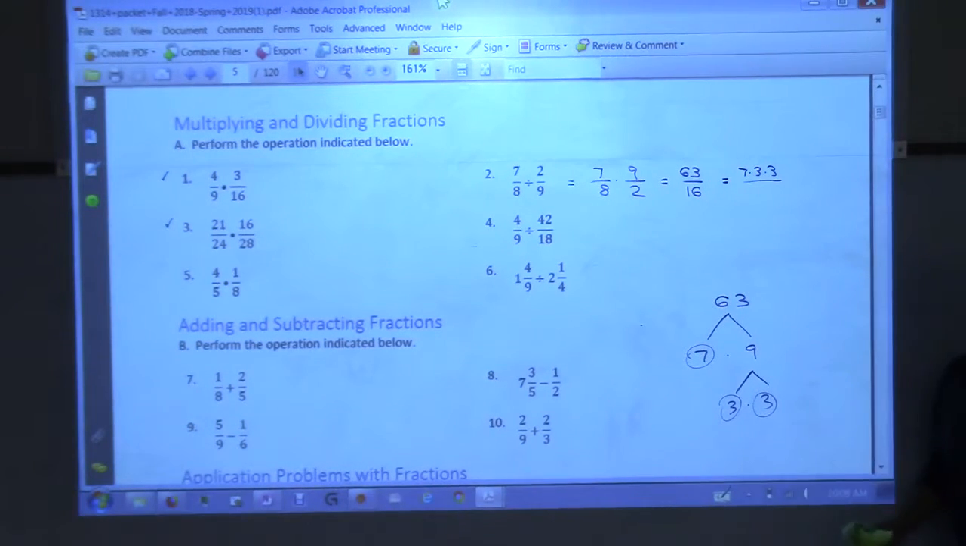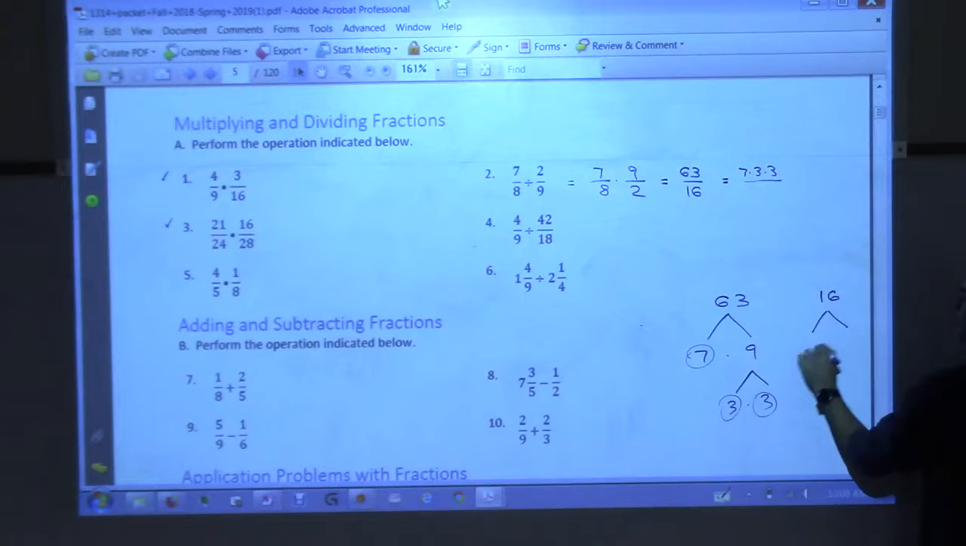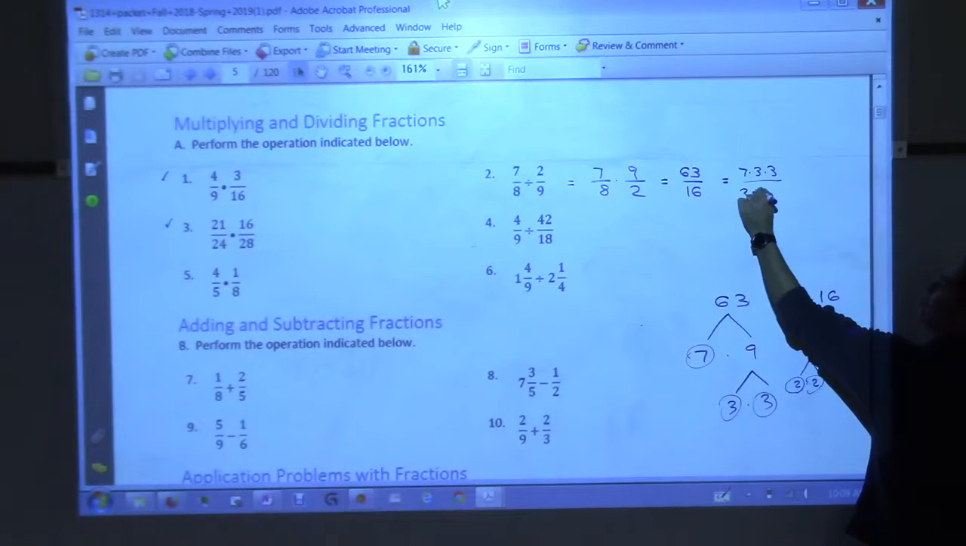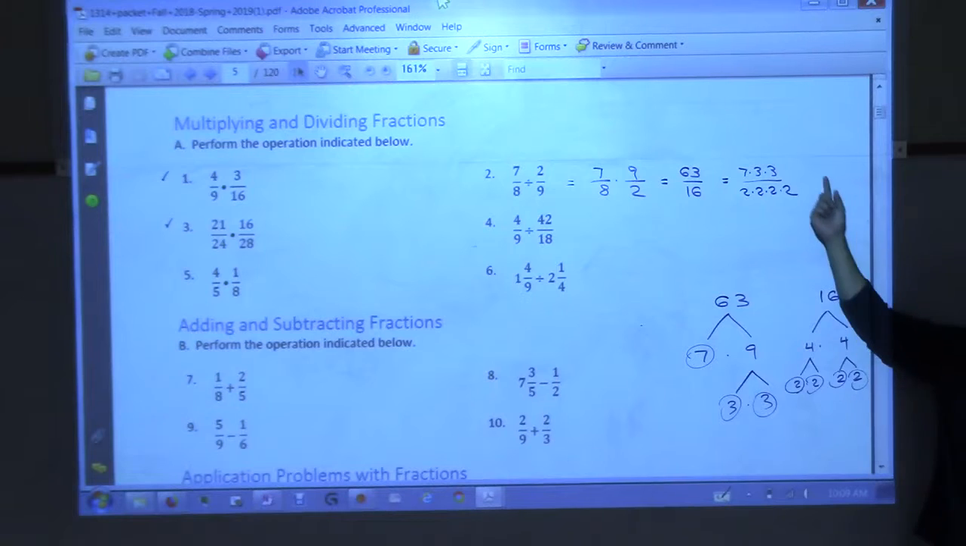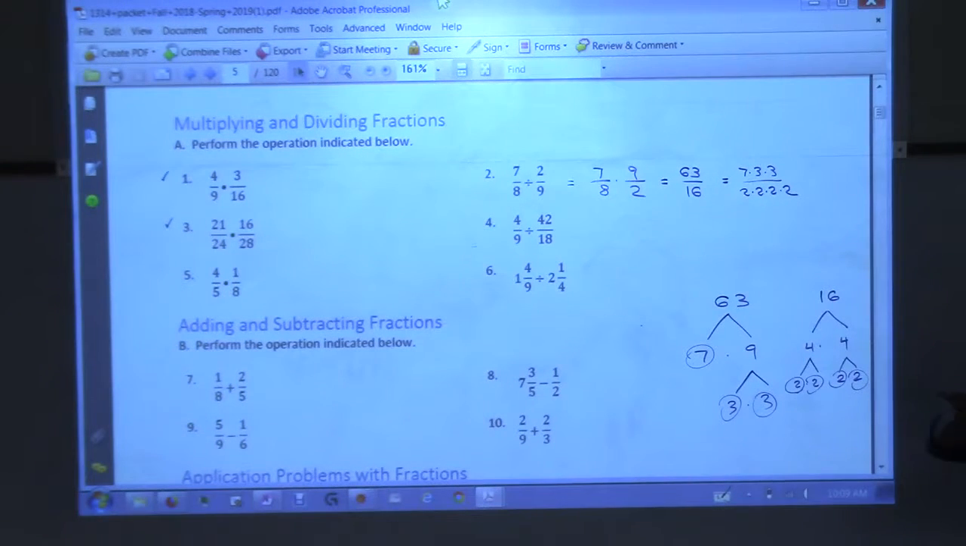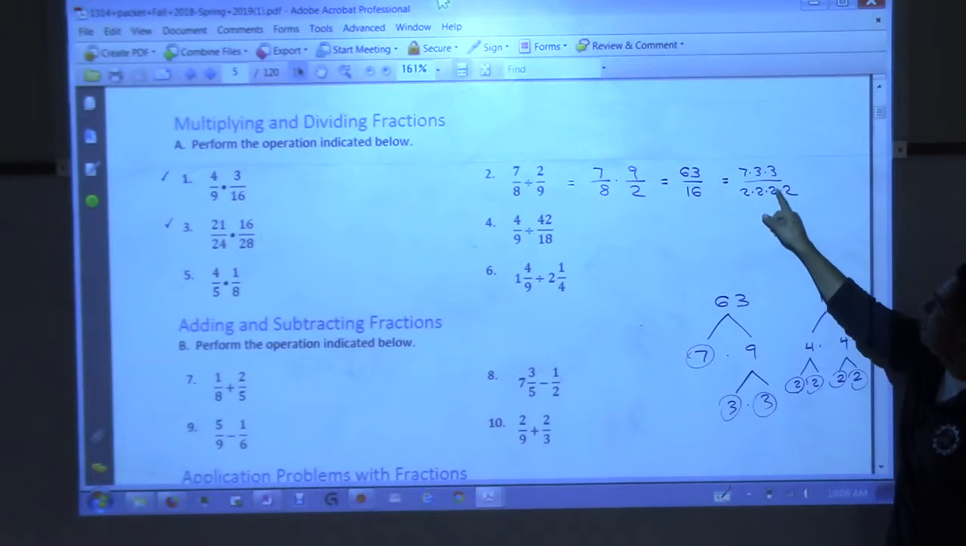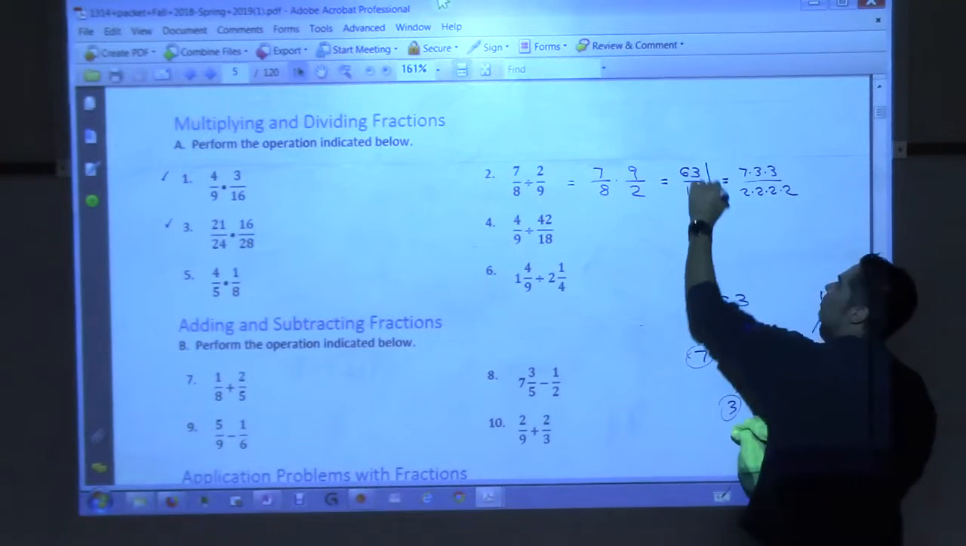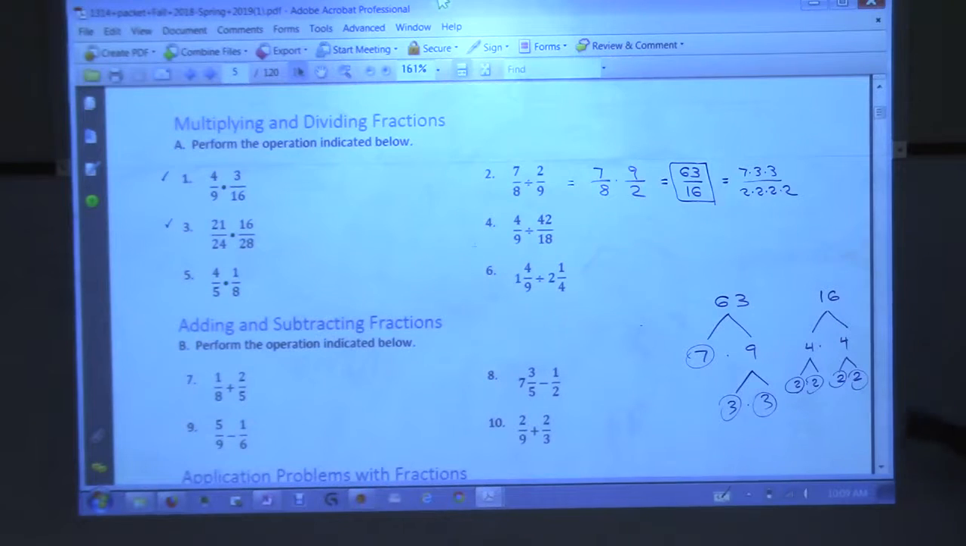Do you all understand? Now you do the same thing with 16. 16 is really 4 times 4, right? But 4 is 2 times 2, and this 4 is 2 times 2. So another way to get 16 would be to multiply 2 times 2 times 2 times 2. Every number up there is prime, right? 7, 3, and 2, they're all prime numbers. Nothing cancels, does it? You don't have any 7s on the bottom. You don't have any 3s on the bottom. You don't have any 2s on the top. Nothing will cancel. That means this was completely reduced. There's nothing that goes into both. All right?